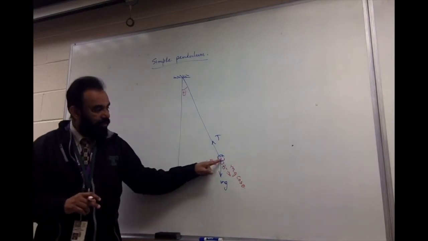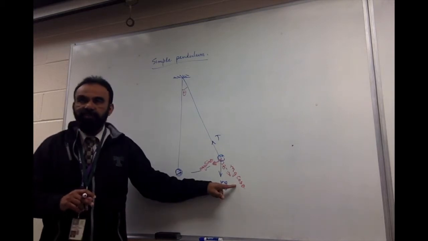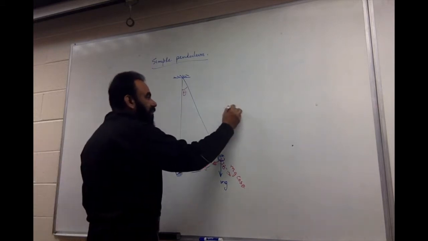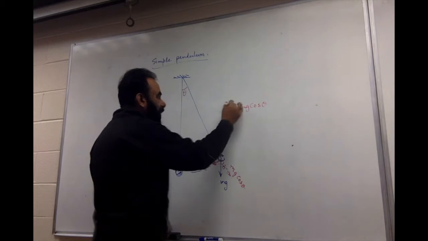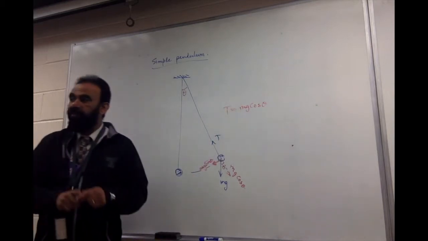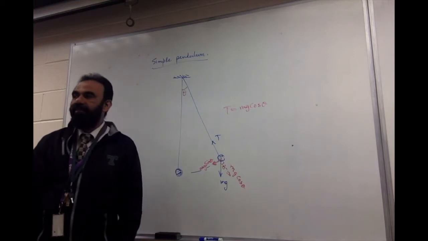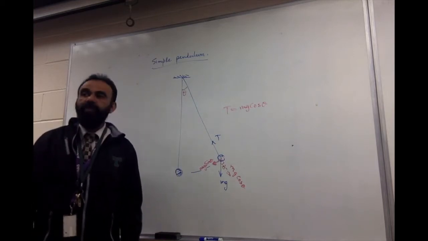Is this bob moving upward because of the tension or downward because of mg cosine theta? No. So what do you know about these two? They're equal. T is equal to mg cosine theta. So they cancel off. So what is the only force left? mg sine theta is the only force left. And which way is it directed?